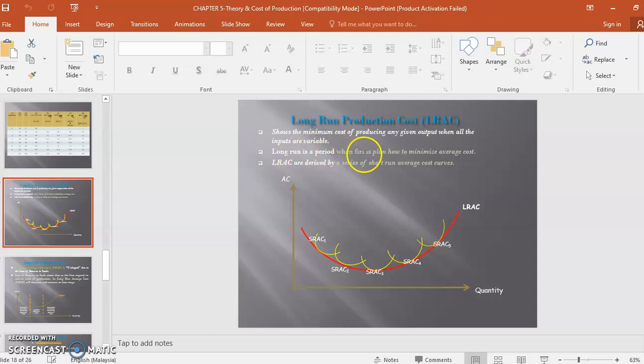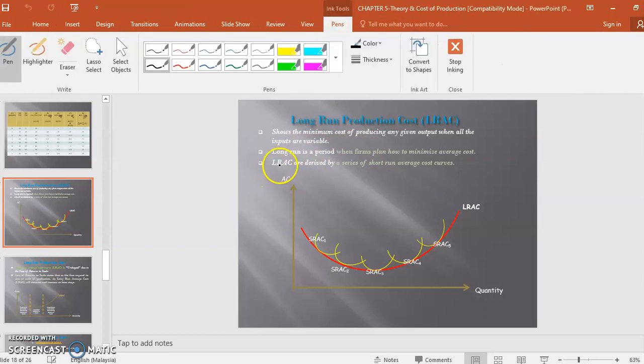Long run is a period when firm plan how to minimize average cost. LRAC are derived by a series of short run average cost curves. Sebenarnya LRAC ni terbitan daripada short run average cost. Tengok sini, first stage dia menurun. Kemudian bila kita tambah lagi production, cost makin meningkat. So in the long run, cost akan makin meningkat.